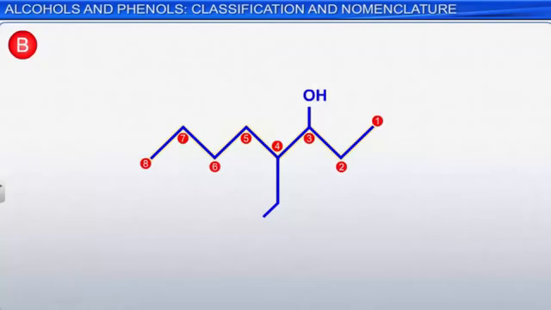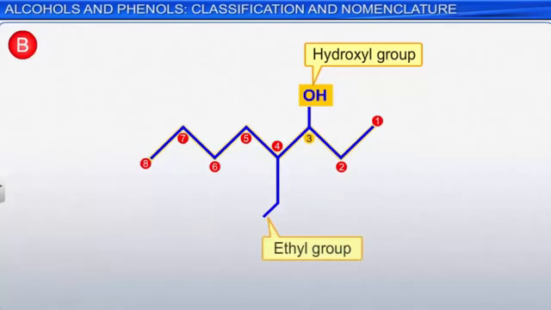If we start counting carbons at the left end of the chain, closest to the hydroxyl group, we see that the hydroxyl group is on carbon 3 and there is an ethyl group on carbon 4. So the correct name of the molecule B is 4-ethyl-3-octanol.